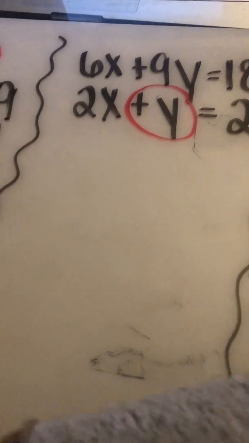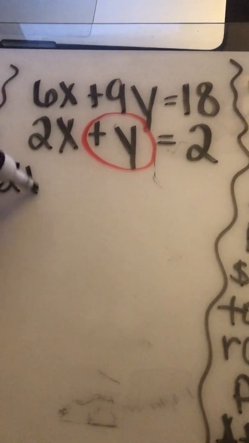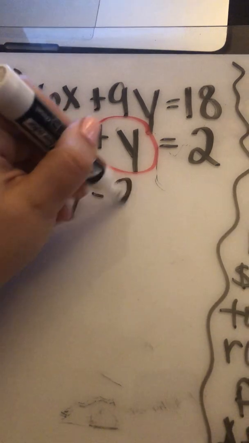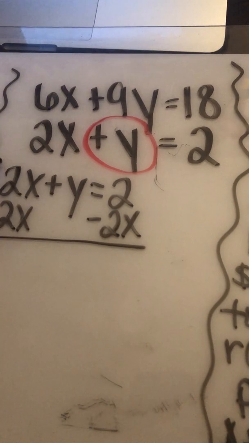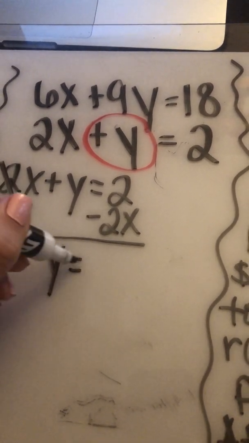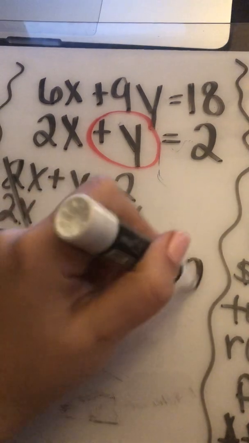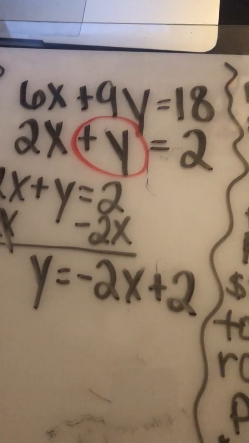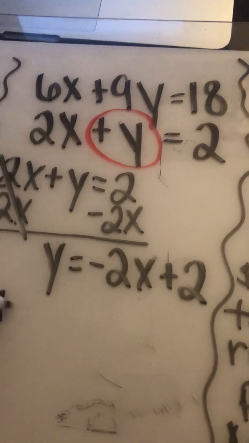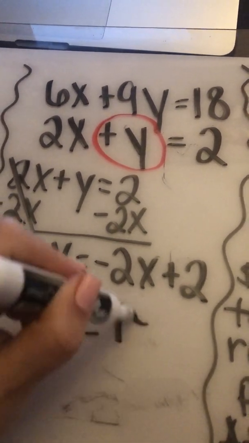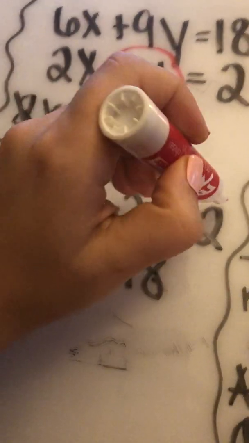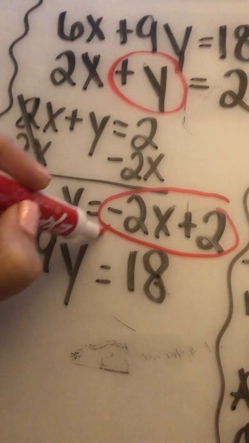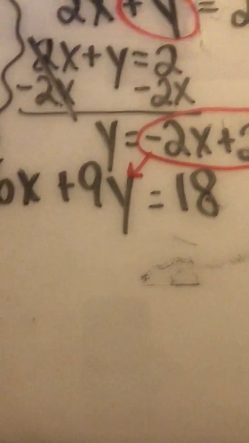So I would take the second equation and I would inverse the 2x to get y alone. So now I'm left with y equals negative 2x plus 2. And then if I rewrite my top equation, which I haven't used yet, 6x plus 9y equals 18, I can take what I isolated y to be and I can substitute it in here. And then you would do the same thing I just modeled for you in the example before.